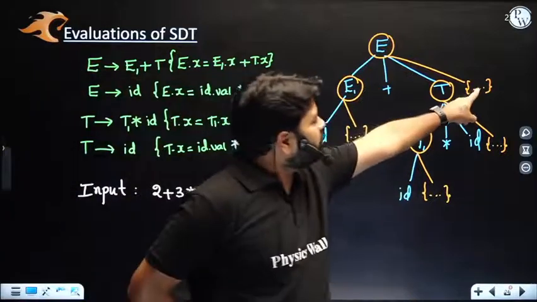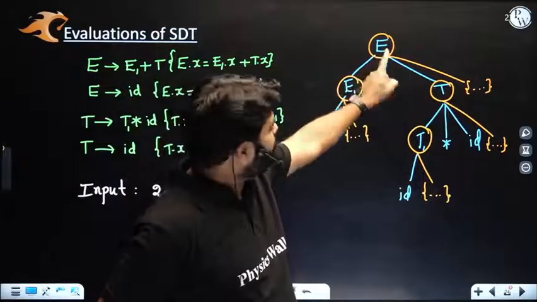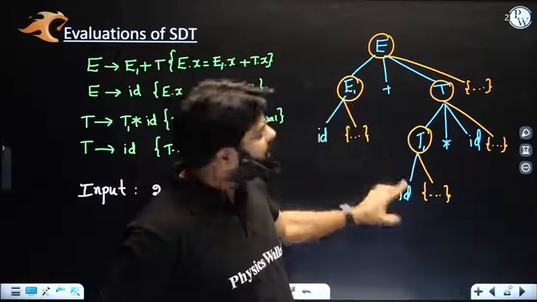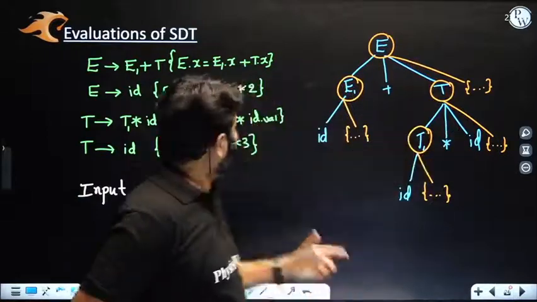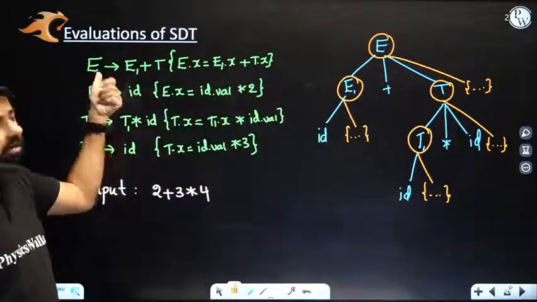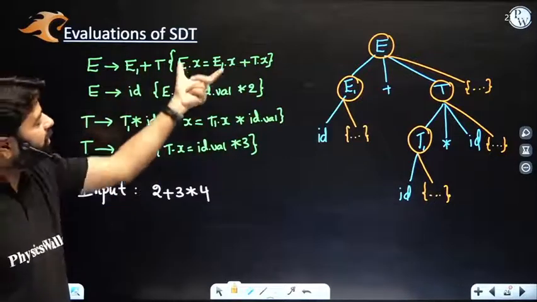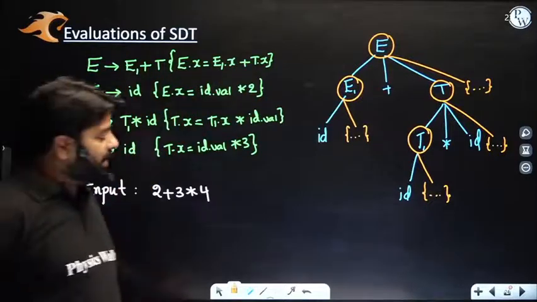So this translation belongs to this non-terminal. This translation belongs to this non-terminal. So you should know exactly where it is. This translation belongs to this non-terminal. Even though these both are E, you should know exactly which translation you are applying.